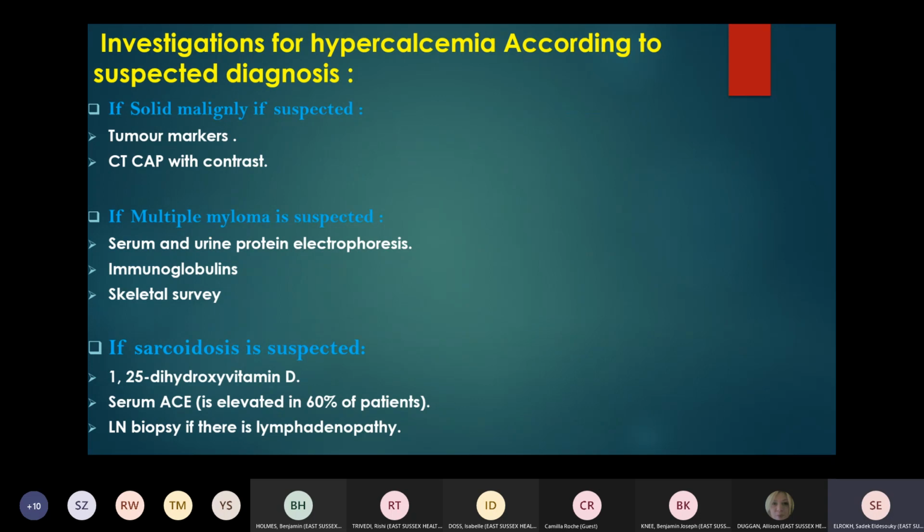Another investigation is if you are suspecting solid malignancy. Why would you suspect malignancy? Because parathyroid hormone is low and calcium is high, and there are red flag symptoms like loss of weight, fever, shivering, anemia. But of course, in some cases, you can find the patient doesn't have red flag symptoms or signs. So in any case of low PTH level and high calcium, you have to do further investigation for malignancy, including tumor markers and CT chest, abdomen and pelvis, to rule out any solid malignancy.